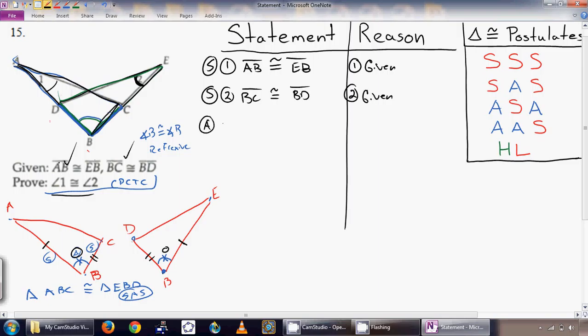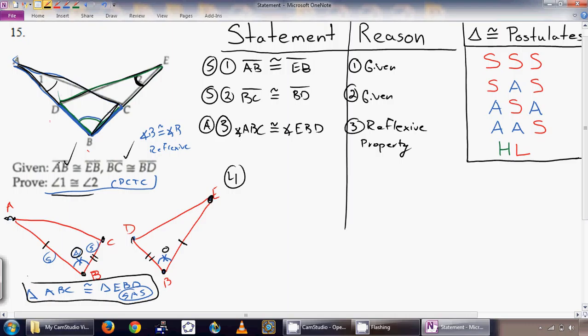So I'm going to list my third fact, which is an angle. And it's angle ABC. Angle ABC is congruent to angle EBD. And how did I know that? Well, that's the reflexive property. Now that I've got my three facts, I'm ready to make my triangle congruence statement. That triangle ABC is congruent to triangle EBD via the side angle side postulate.